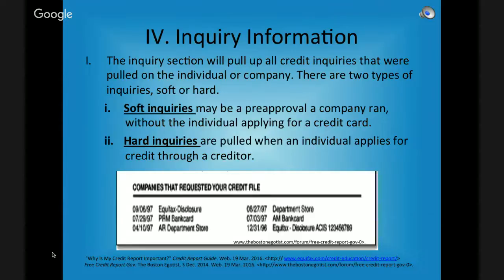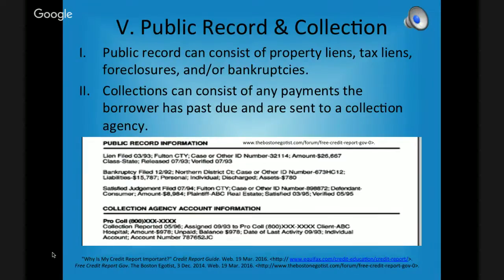Public record and collections. Public record can consist of property liens, tax liens, foreclosures, and/or bankruptcies. Collections can consist of any payments the borrower has past due and are sent to a collections agency. At the bottom, there's an example pulled from a credit bureau. You will see the first section's listed public record information. This will list any loans, bankruptcies, or any other judgments. At the bottom, you'll see the collection agency information. This will be what agency is holding the collections.